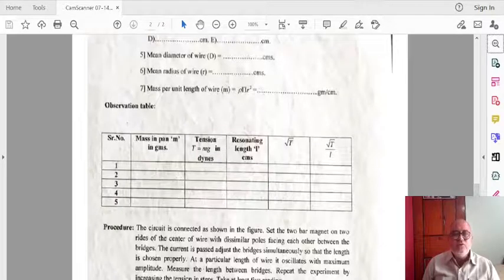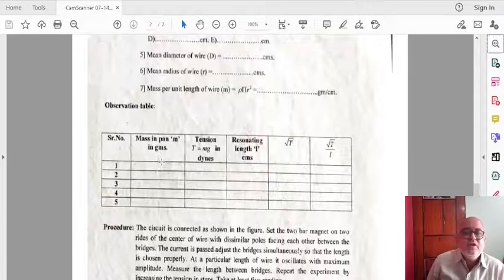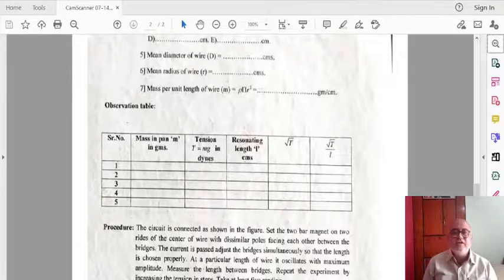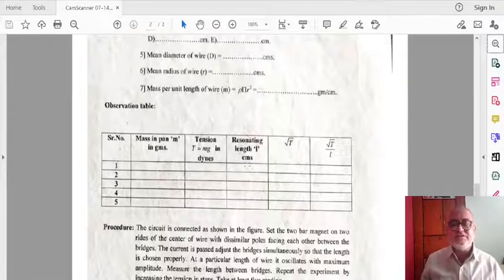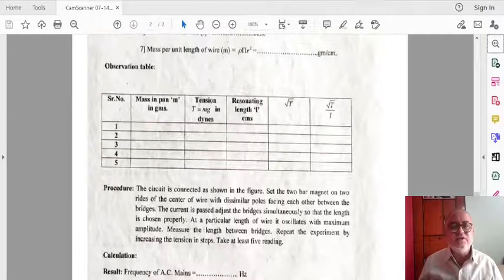See friends, here we have to put our observations. What is the mass we have attached to that string? Here we have to put 5 grams or 7 grams, whatever it may be. Then tension T equals m into g, where g is the acceleration due to gravity. Then the resonating length, we just talked about it, the distance between the two knife edges, and taking the root of T and dividing it by L. In this way, for different masses you can take the readings.